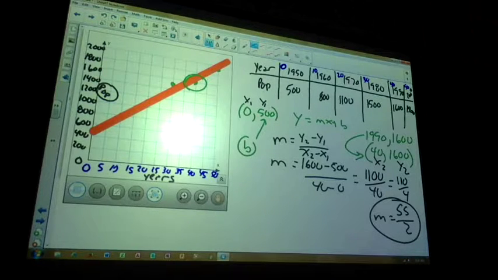What are the coordinates of the y-intercept? We have 0 at 500. What does that mean? That means that when we started counting in 1950, we had 500 people already living there. Okay?